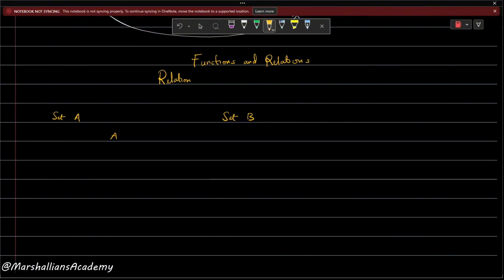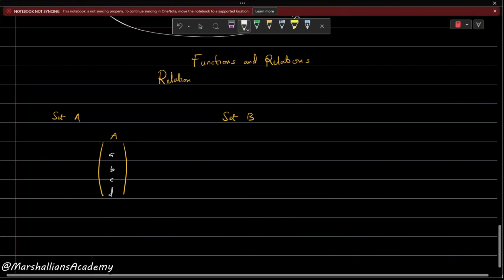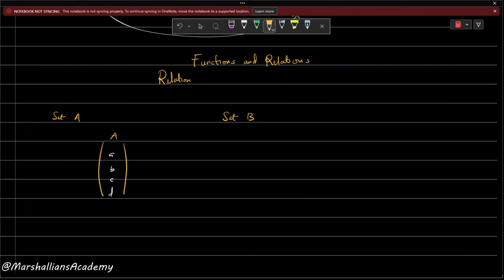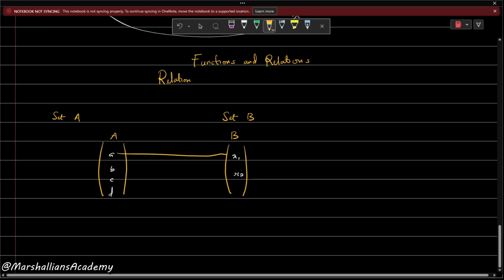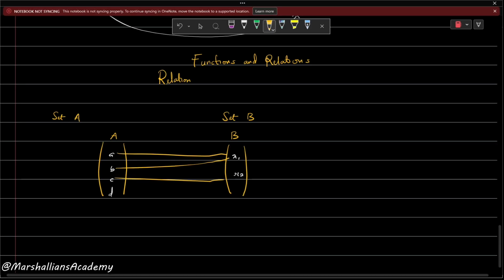Take, for instance, we have set A with elements A, B, C, D, and we have set B with elements, let's call this x1, x2. The degree of association between these two sets is what we refer to as a function. Are we together?